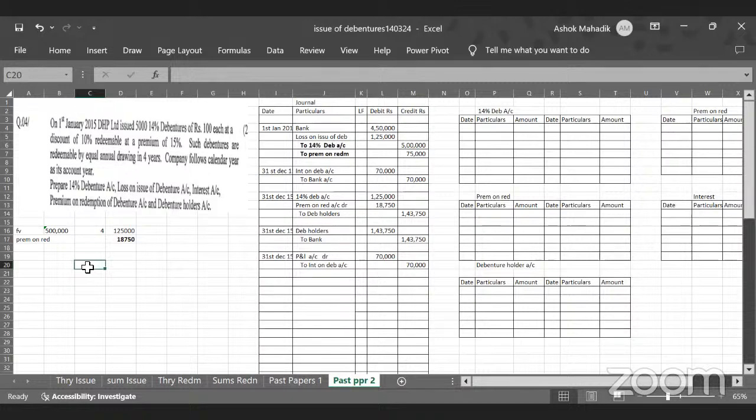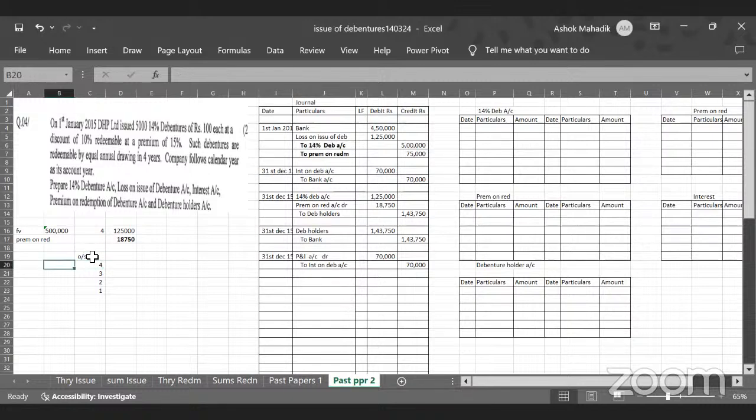See, these are redeemed in four lots. So in year one, all 4 years' amount was outstanding. In the next year, three installments will be outstanding. After that, two installments will be outstanding, and at the end, only one installment will be outstanding. So we have to write off in the proportion of how many installments are outstanding. This should be the proportion in which you have to write off.